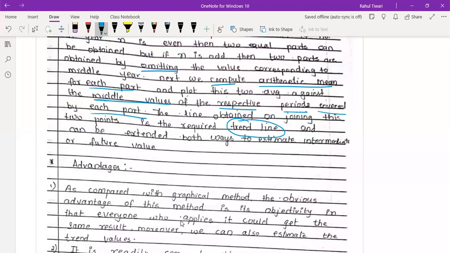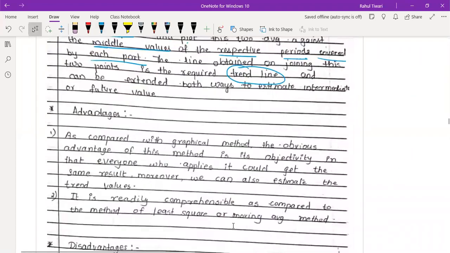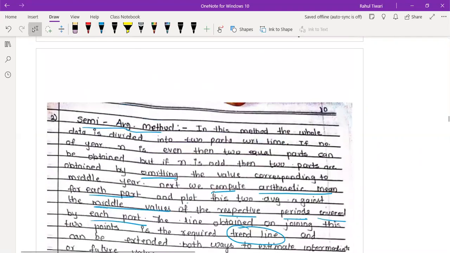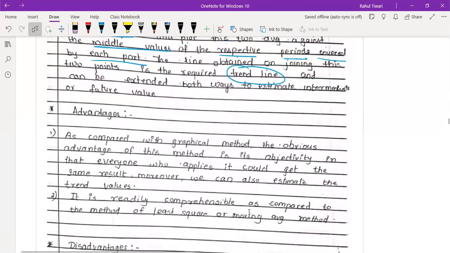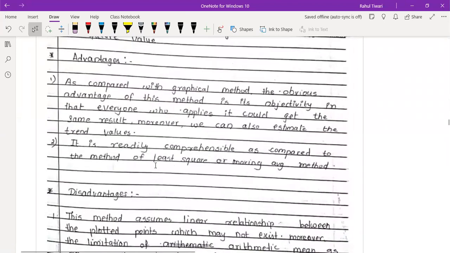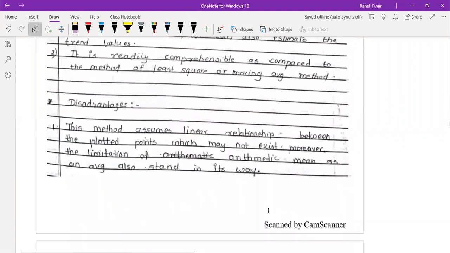everybody will draw the same line, okay, to get the estimates of trend value. Rigidly it is comprehensible as compared to the method of least squares, but still you can understand. I am just considering two points, and based on those two points I am obtaining the trend line. What about the other data? So that's why this method will be less useful as compared to the least square method and moving average method. Okay, so that we will see in maybe the next method.